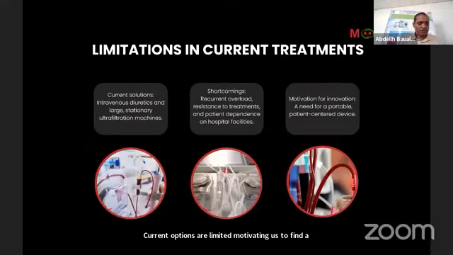Current treatments involve intravenous diuretics and large ultrafiltration machines, which are hospital dependent and often ineffective in the long run. These limitations underscore the need for a portable, patient-centered device that allows fluid management outside the hospital.